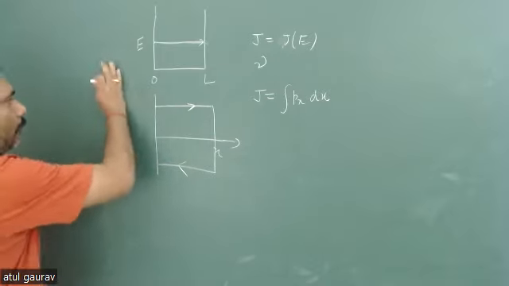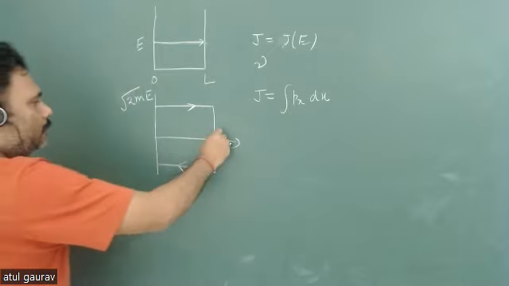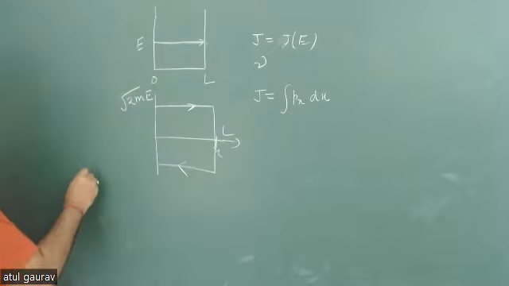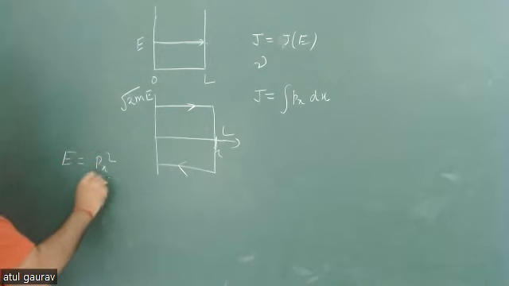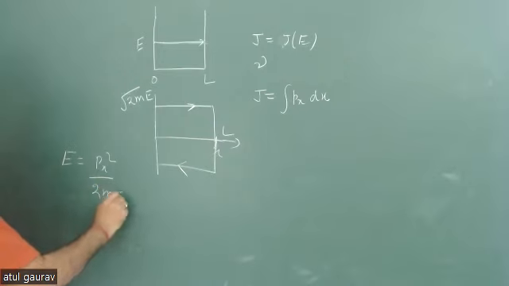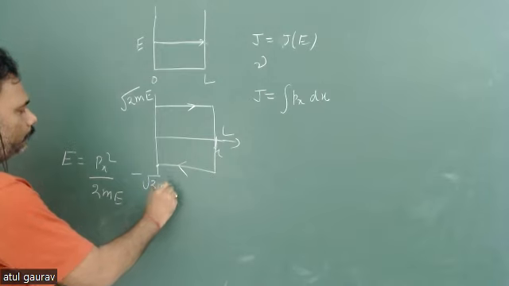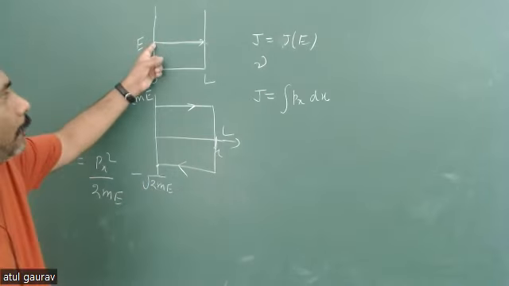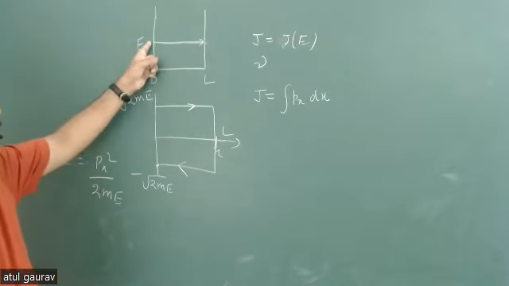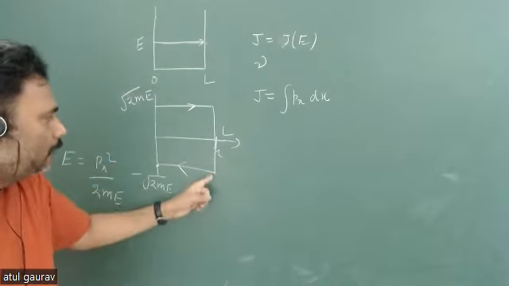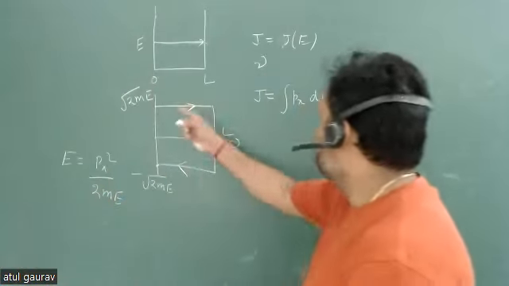Yes, sir. So this value is equal to what? Root under 2mE, and this value is L. Energy is equal to px square upon 2m. Now we have to talk about the complete period. Means the particle will start from here, go there, change its momentum, and come back. So you have to find this complete area.